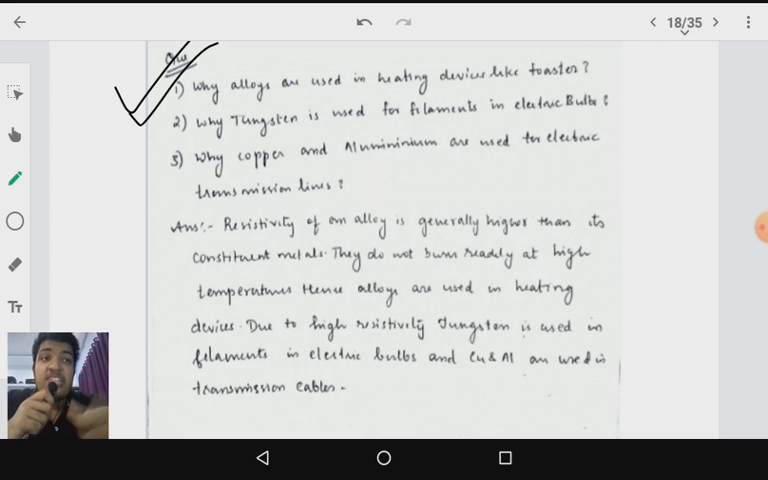We know that the resistivity of an alloy is always greater than that of its constituent metals. So this is an important point to note. An alloy is prepared by mixing of metals.